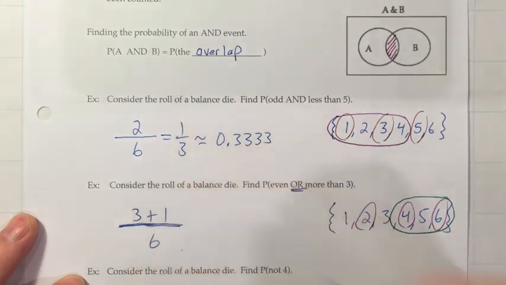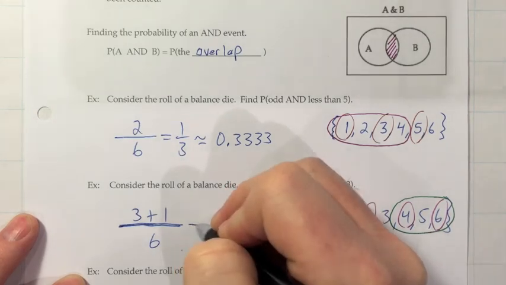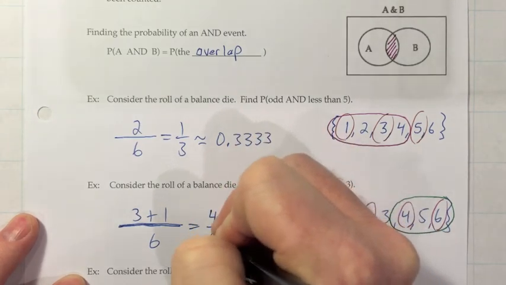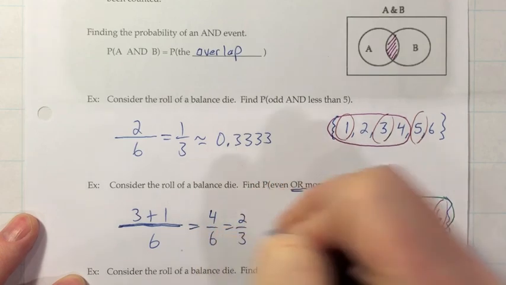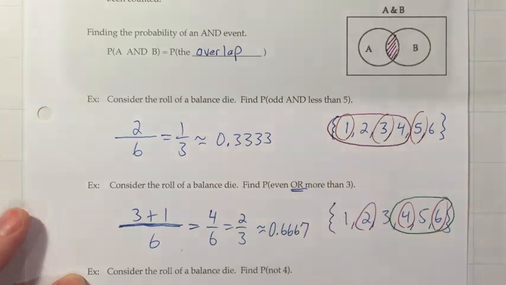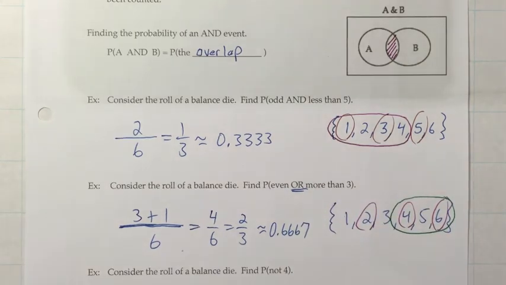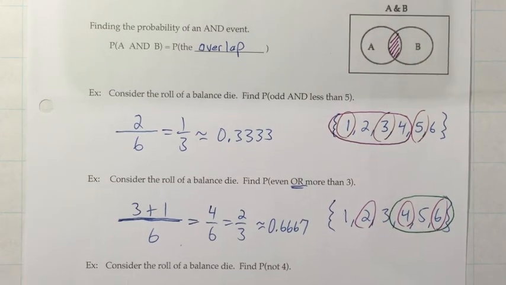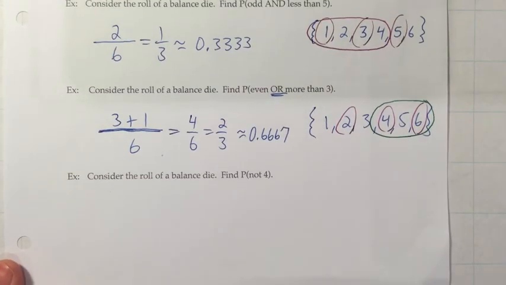We've already counted the 4 and the 6, so the only new thing is that one number right there, the 5. So when you do an OR, count all of the first one, 1, 2, 3 things circled in purple, and then say, is there anything new in the green I don't have yet? Yeah, there's one number there that's new that I don't have yet. And so we get 4 out of 6, which is 2/3, which is 0.6667, or 66.67%.